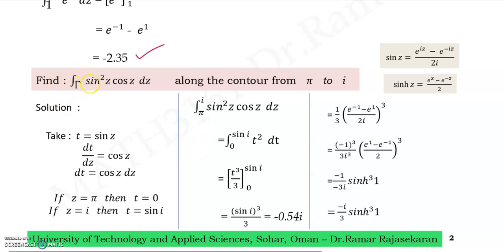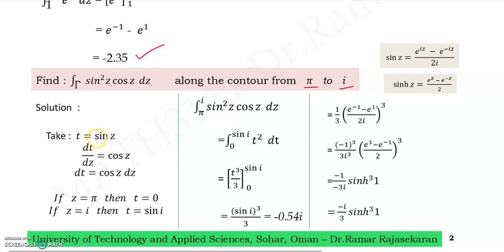Find the integral over gamma of sine square z cosine z dz along the contour from pi to i. See what is given here: the path is not defined, but the integral depends fully on the endpoints, which means the lower limit is pi and the upper limit is i. So now the integral from pi to i of sine squared z cosine z dz is what we are going to calculate. But how to calculate this directly? We cannot calculate this directly, so we are using the substitution method.